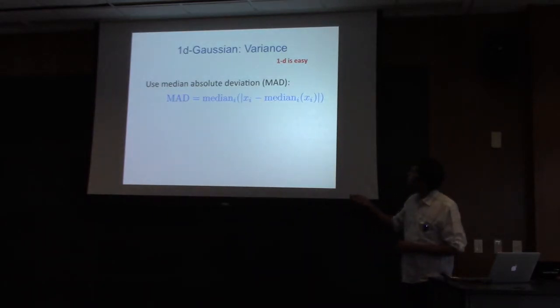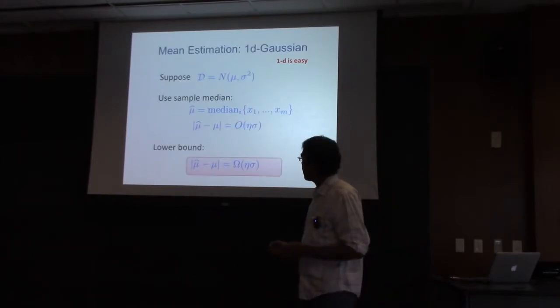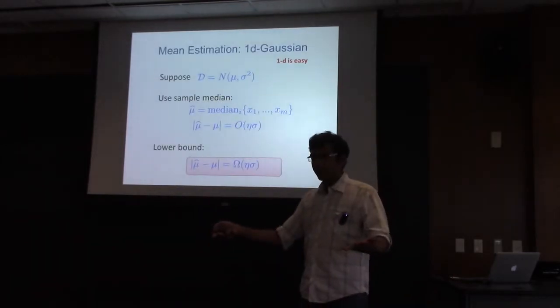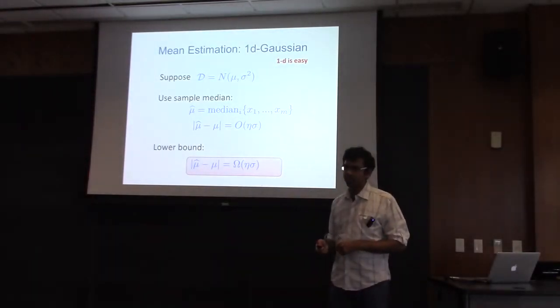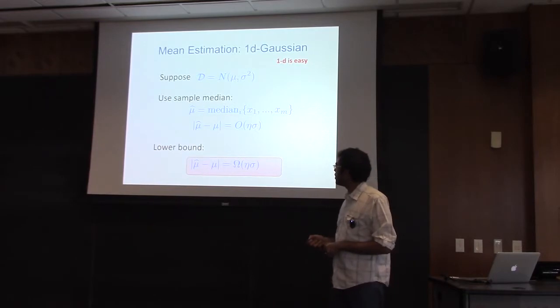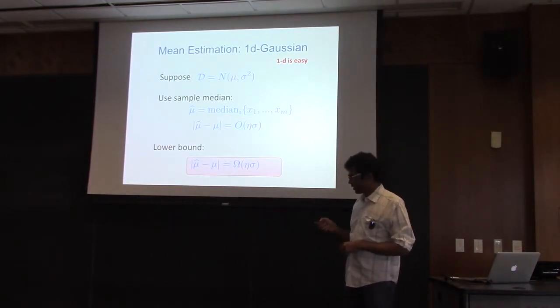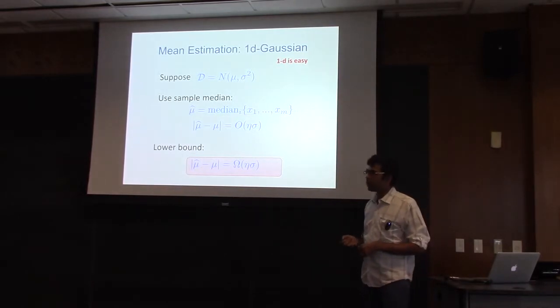So what's the algorithm again? We are given m samples, and we just look at the median and output that as our guess. Oh, I see. And this is for mean estimation.